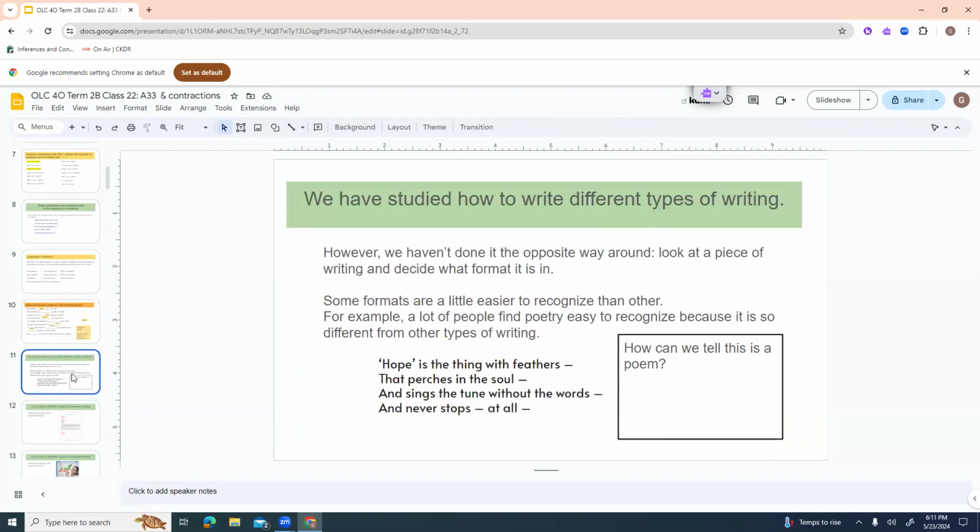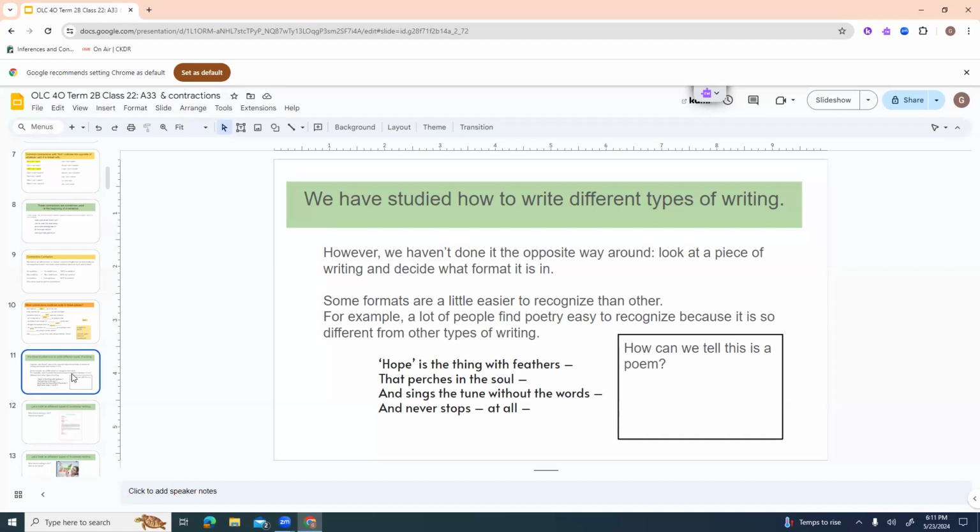So we're going to be talking about different types of writing today, mainly because it comes up in one of the questions. And I kind of want to talk about it before we get to the question, just so we don't get all mixed up with the question, okay? So we've studied how to write different types of writing, but we haven't really done it the opposite way around, where you look at a piece of writing and try and decide what format it is in. Sometimes they shorten format to form, right?